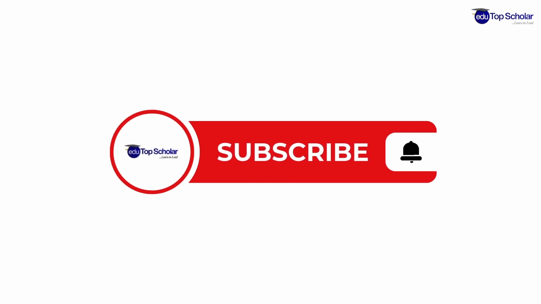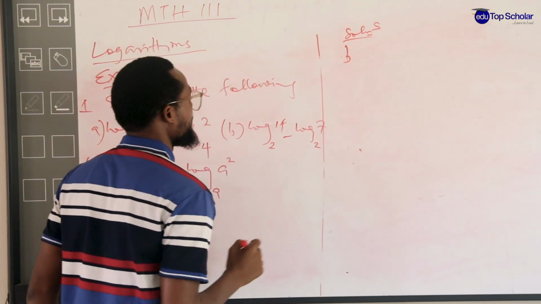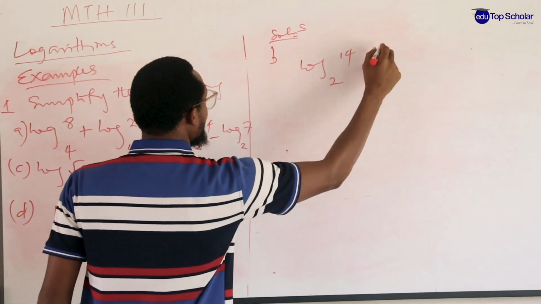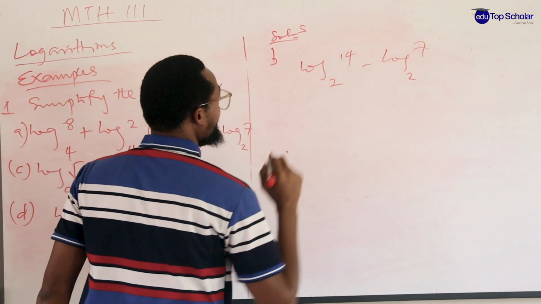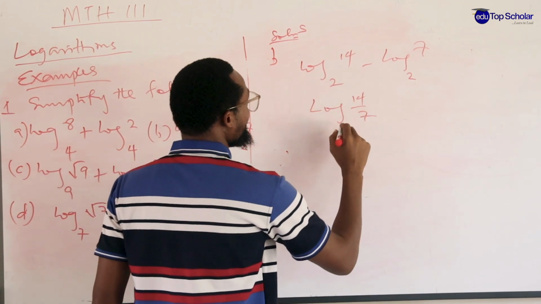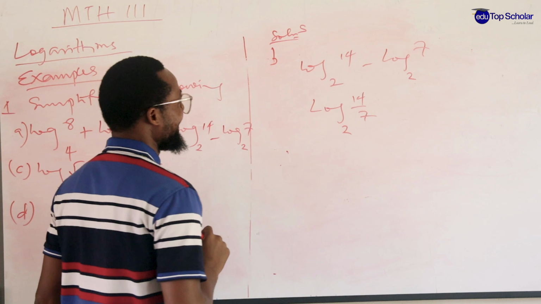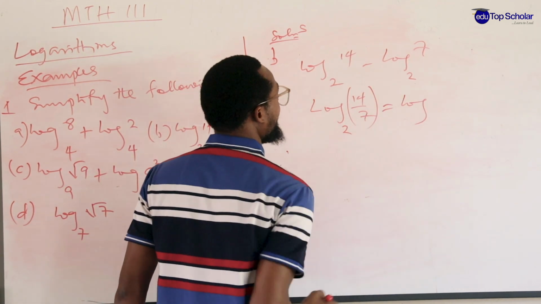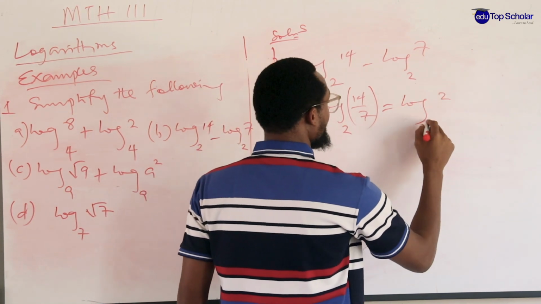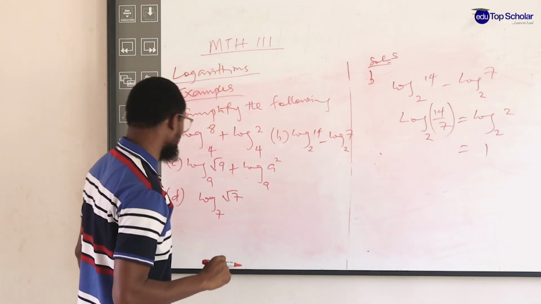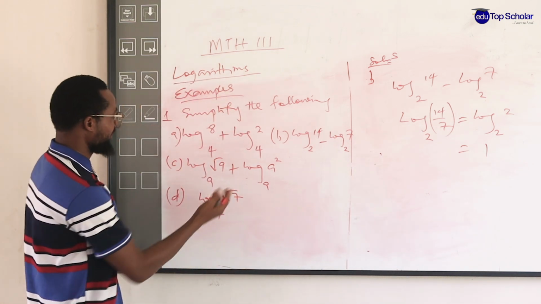Now, we want to take b, the solutions. So for b, we have log 14 base 2 minus log 7 base 2, same application. This is the same thing as log 14 over 7 base 2. I hope you all agree with that. And this will give us log 14 over 7, that is 2, base 2. That means our answer here is what? 1, as we have proved earlier.